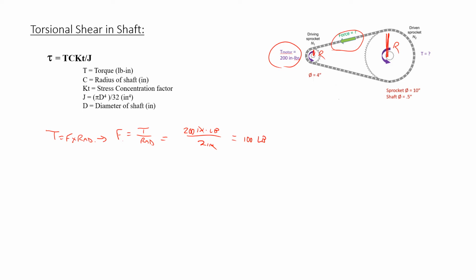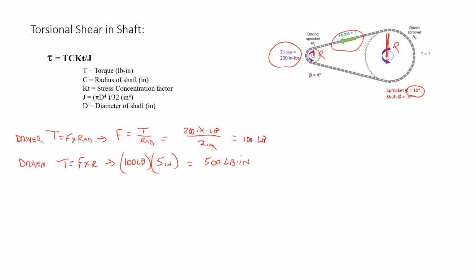Now that's going to be transmitted through a different radius to create a torque there. So that's our driver. Let's look at our driven. Let's solve for torque. It's going to be force times radius. So that's going to be equal to 100 pounds. And in this case, it's a 10-inch diameter sprocket, so it's a 5-inch radius. So that's going to give us 500 pound-inches.